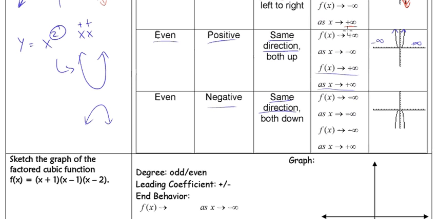Then if the coefficient was a negative number, like let's say negative 7, now we've got a negative coefficient. The degree is still even, so it's still going the same direction, but now they're both heading downward. As x is approaching negative infinity, so as it gets farther and farther to the left, y approaches negative infinity, meaning it falls farther and farther. On the other side, as x approaches positive infinity, then y gets farther and farther negative. All right, hope that helps.